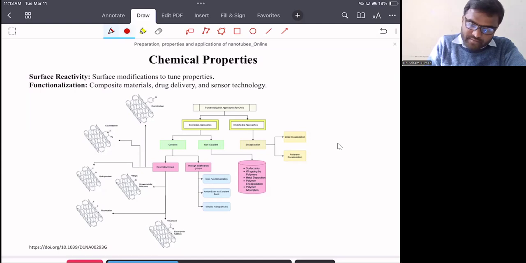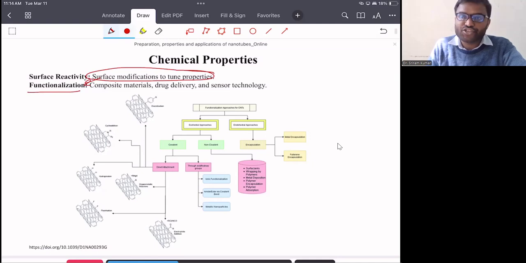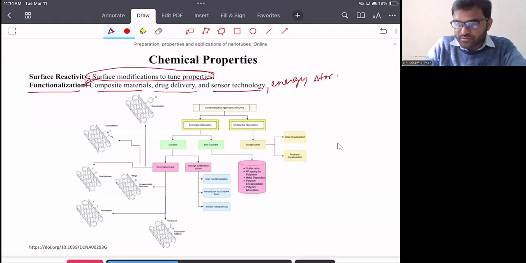Here we can fine-tune the properties by surface modification of the CNT. We can modify the CNT, and that process is called the functionalization process. Once we functionalize CNT, we can use it in materials, drug delivery, sensing technology, energy conversion and energy storage applications. So there are many applications based on the functionalization process.